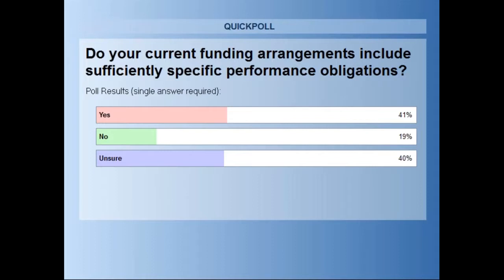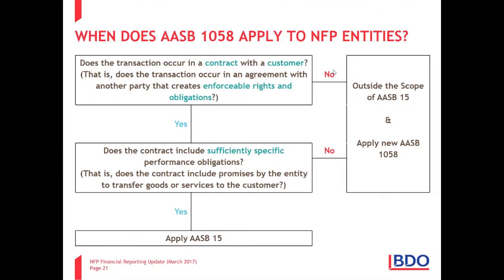So when does AASB 1058 apply to not-for-profit entities? It comes back to the same decision tree. If you say, I don't have a contract with a customer, I don't have enforceable rights and obligations.